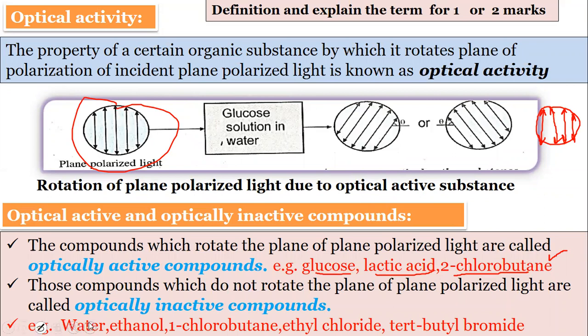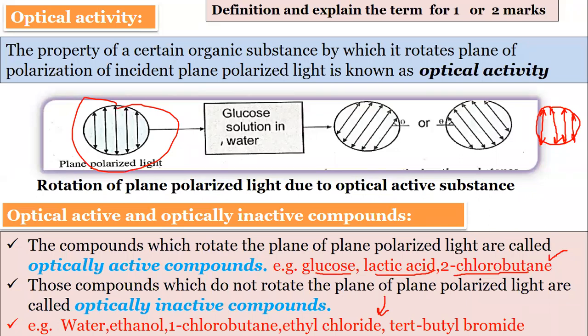So water is optically inactive. Ethanol is optically inactive. 1-chlorobutane is optically inactive. Ethyl chloride is optically inactive. Tertiary butyl bromide is optically inactive. Why are these optically inactive? Because they do not have a chiral carbon. You can draw the structures of water, ethanol, 1-chlorobutane, ethyl chloride and tertiary butyl chloride, and check carefully whether a chiral carbon is present or not. And what is the second method? Pass the light. Which light? Plane polarized light.